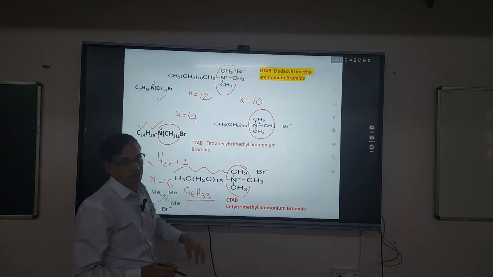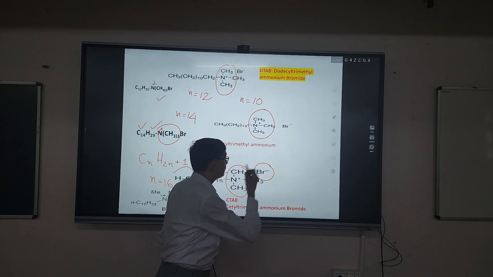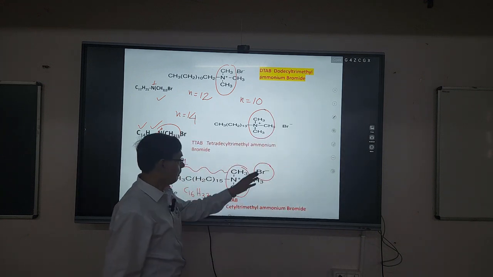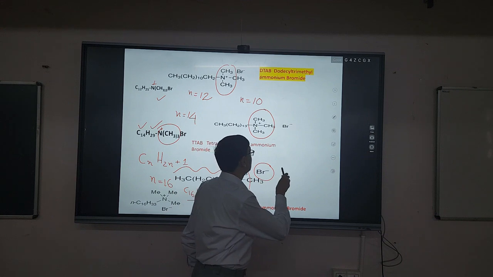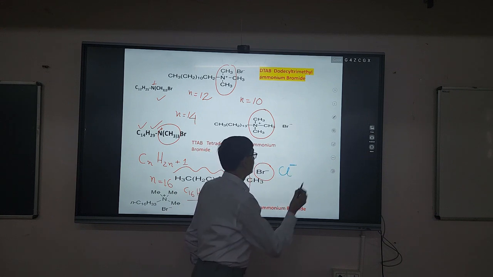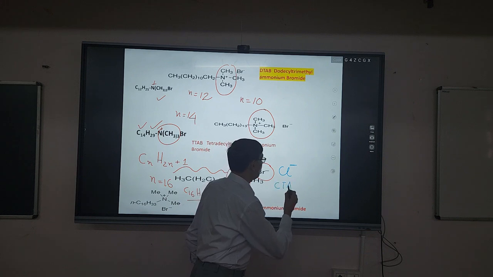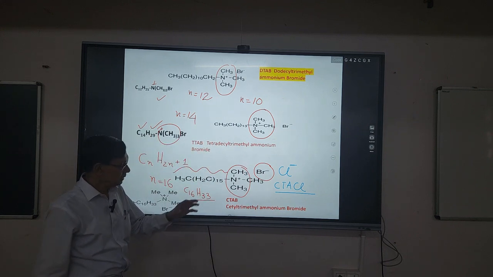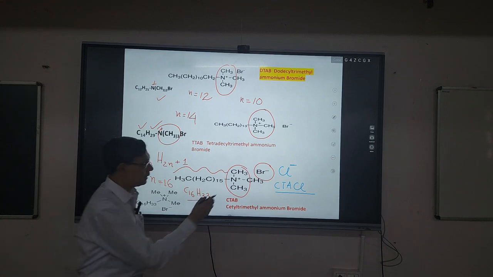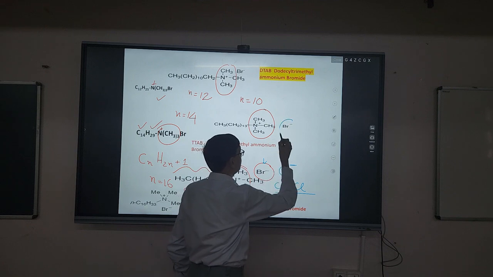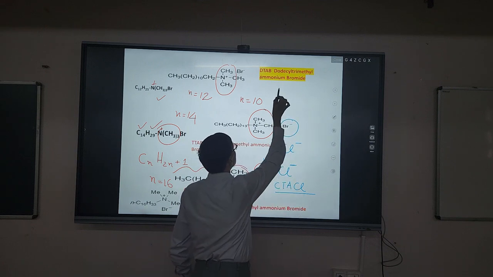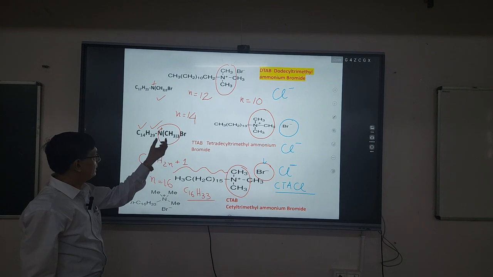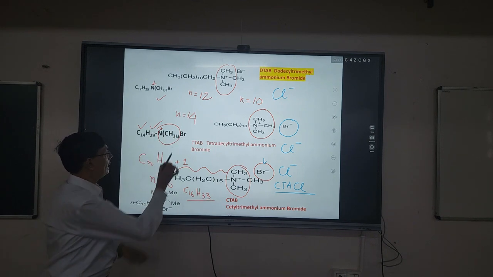Now another classification: if you want to change the counter ion, suppose in place of bromide ion you want to take Cl, CTACl is also a very common type of surfactant, cetyl trimethyl ammonium chloride, or tosylate. You can change the counter ion also. So that means either you can change the tail group, or you can change the counter ion.